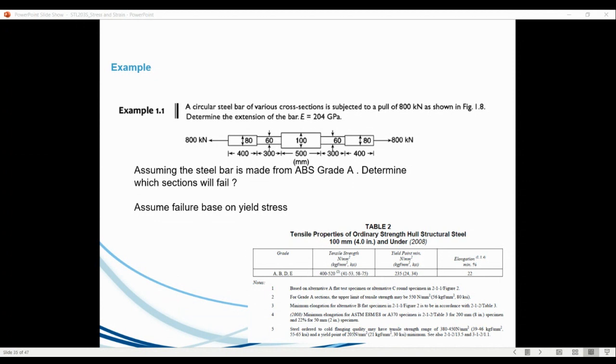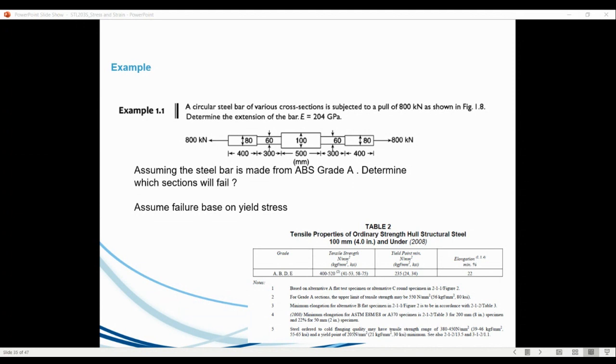So there's nothing new here. Remember, we're looking for the total extension. We've got to add the extension of the floor. We're going to call this A, this B, this C, this D, and then E. And we're going to find the total.